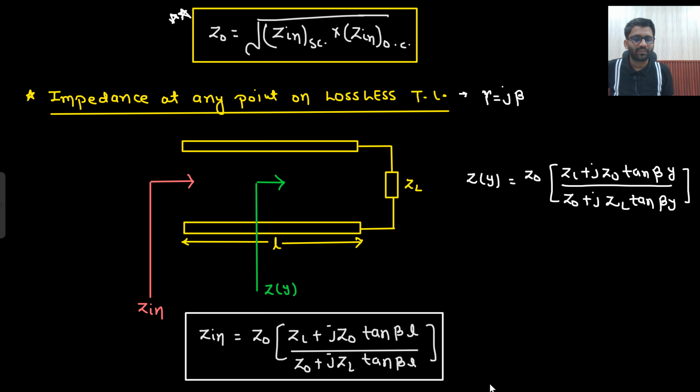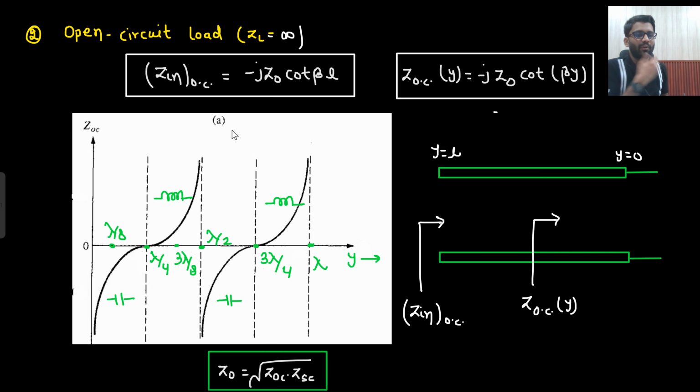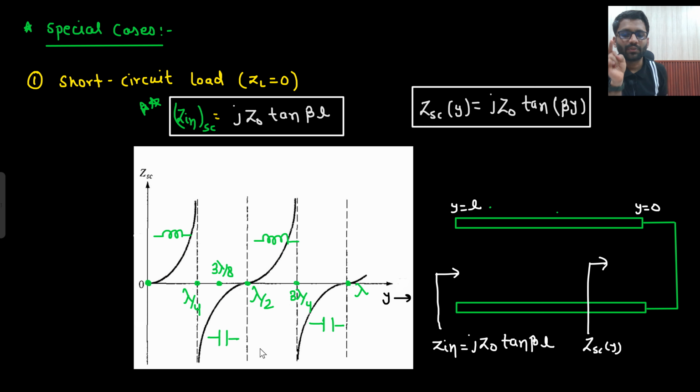Okay, but at least remember this formula. If you remember this formula, then you can derive both of them. But in the examination we are not going to waste time, so in our mind it should be there. Z in open circuited is minus j Z naught cot beta L, and Z in short circuit is j Z naught tan beta L. How do I remember it?